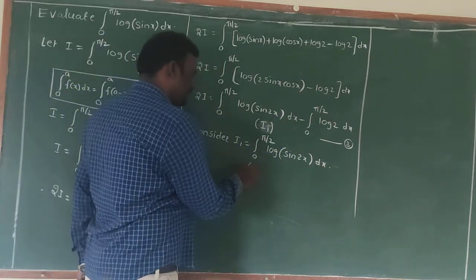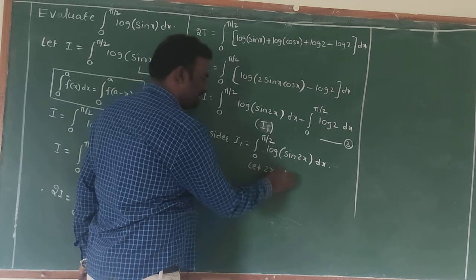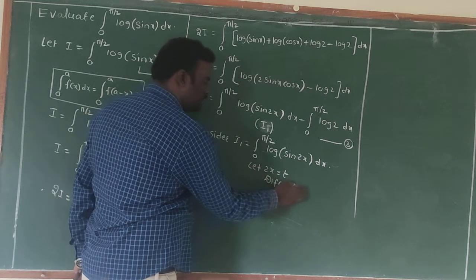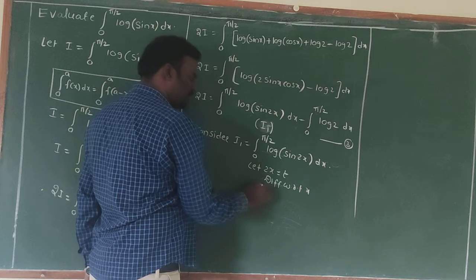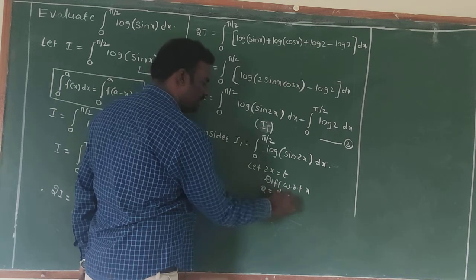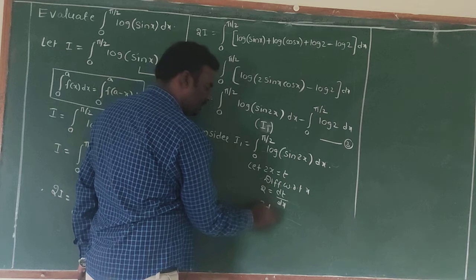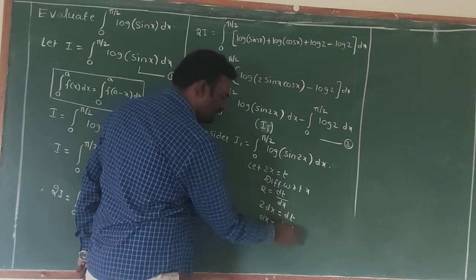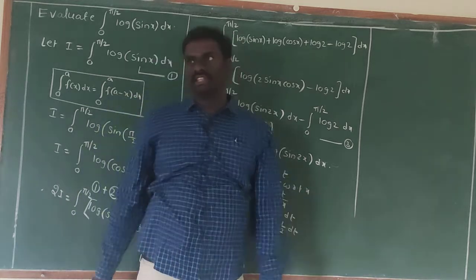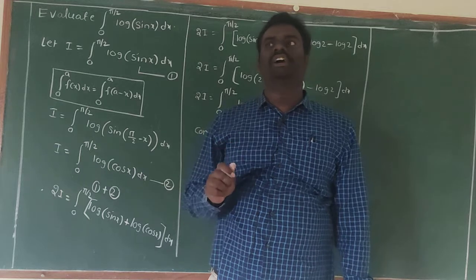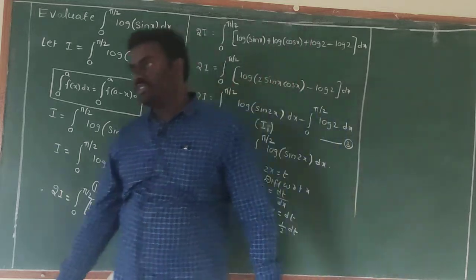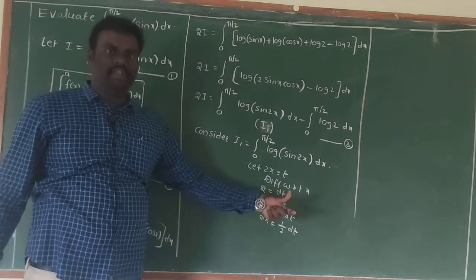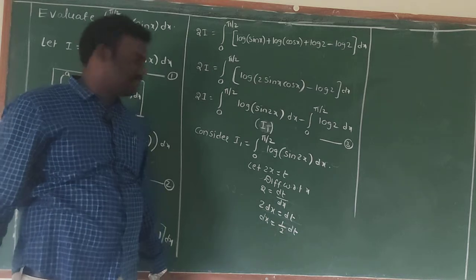That's why I am taking, let 2x is equal to t. Differentiate with respect to x. The derivative of 2x is 2, which equals dt by dx. So 2 dx is equal to dt, and now dx is equal to 1 by 2 dt. In the previous class we discussed that when the variable is changed, the limits also change. Here the variable is changed: actually x was there, now it is t. Now we need to change the upper limit as well as the lower limit.